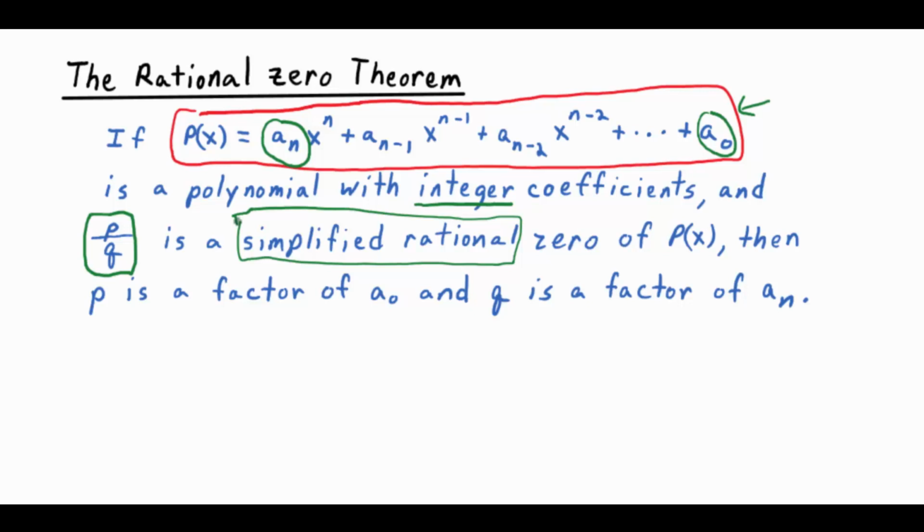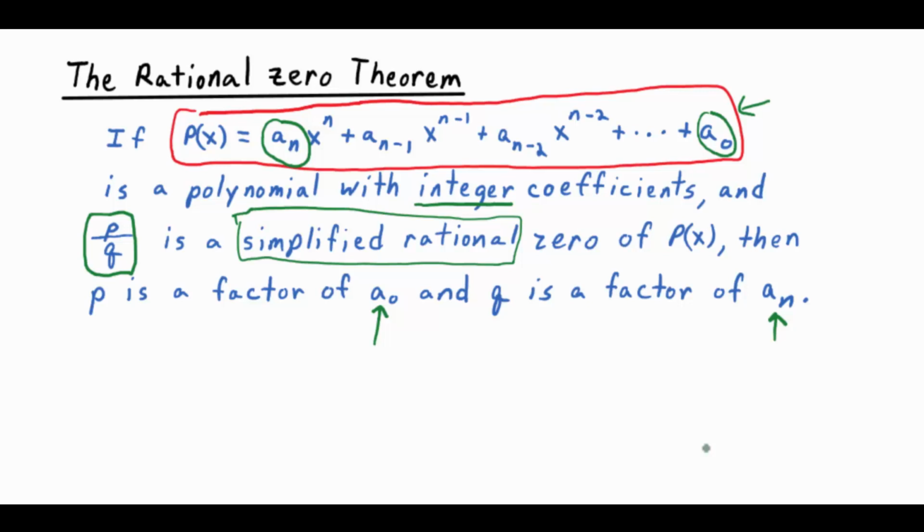So suppose p divided by q is a simplified rational zero of P of x. Then p, it turns out, is a factor of the constant coefficient, and q is a factor of the lead coefficient. So p is a factor of a naught. q is a factor of a_n. Sounds complicated when you read it in words, but in practice it's easy to use, because we use this theorem to identify the possible rational zeros of a polynomial, and our goal is to find the zeros of a polynomial.